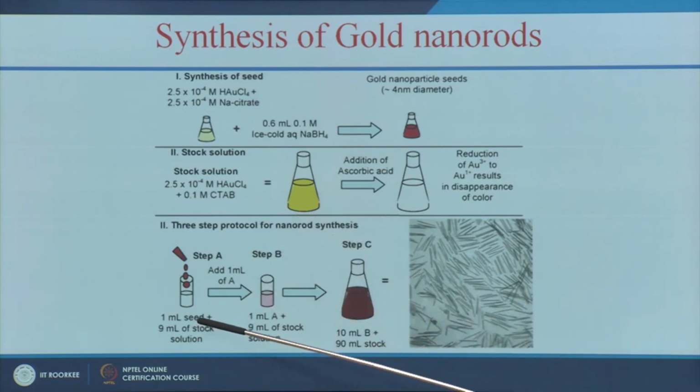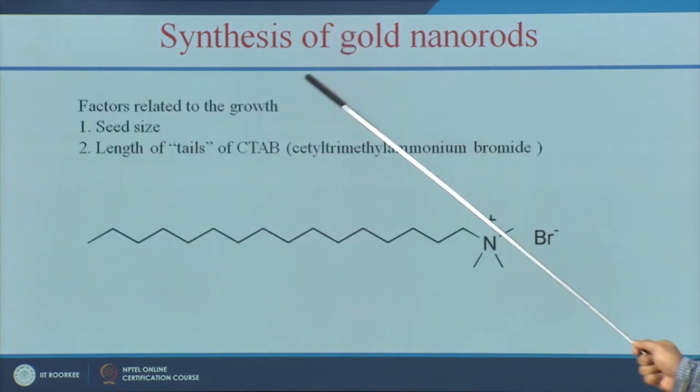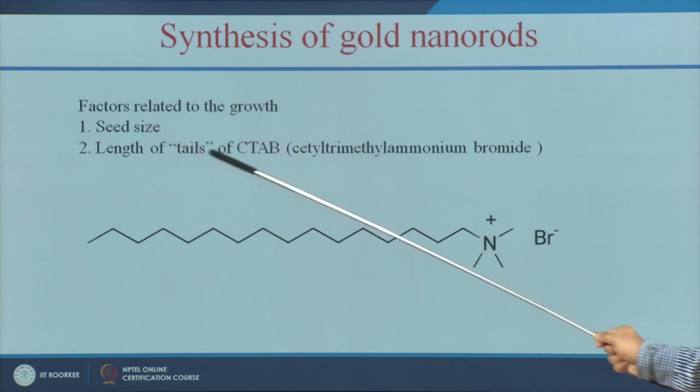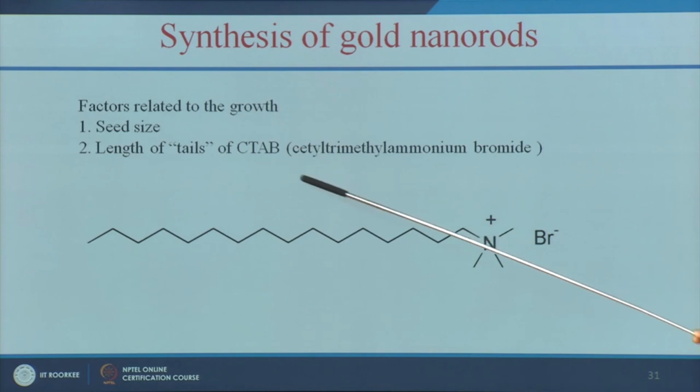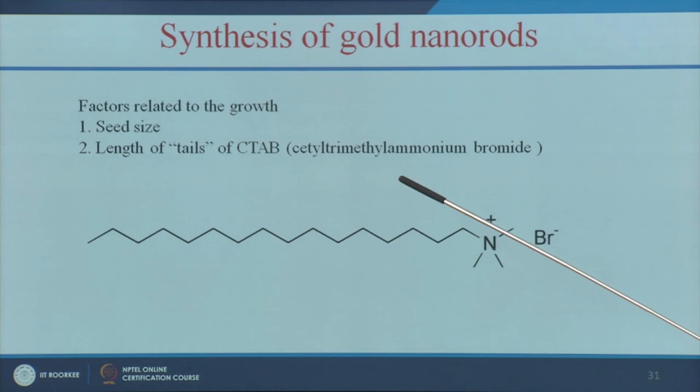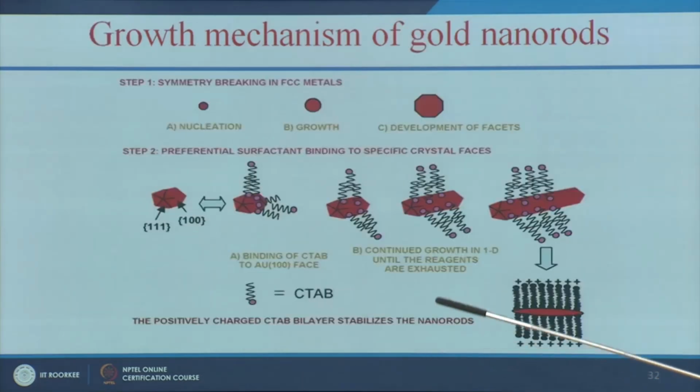It is a 3-step protocol for nanorod synthesis. The first step is you take 1 ml of seed and mix with 9 ml of your stock solution, and from here you take 1 ml and mix with 9 ml of stock solution, and from here you take the 10 ml plus 90 ml of the stock solution. Finally you will get the nanorods. The nanorod size depends on the seed size as well as the length of the tail, that is, the CTAB. If we have more CTAB and other things, it is going to play a major role in the nanorod size and dimension.